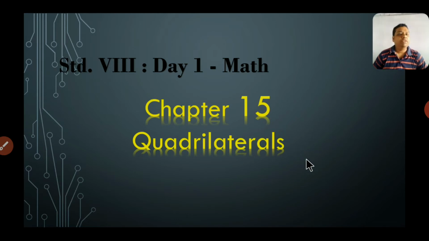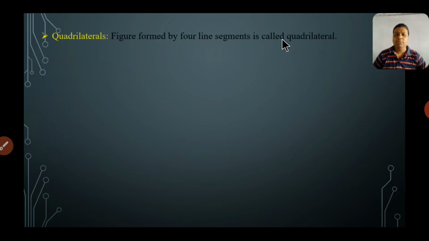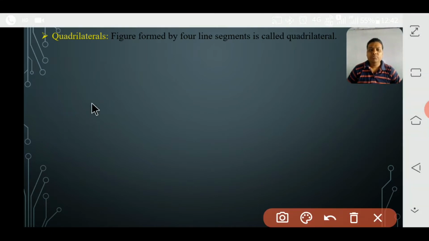Today we will discuss the concept of quadrilaterals and the angle sum property of a quadrilateral. So, let's start the class. Our first point is: what is a quadrilateral? A figure formed by four line segments is called a quadrilateral. If you draw a figure which is formed by four lines, then this figure is called a quadrilateral.